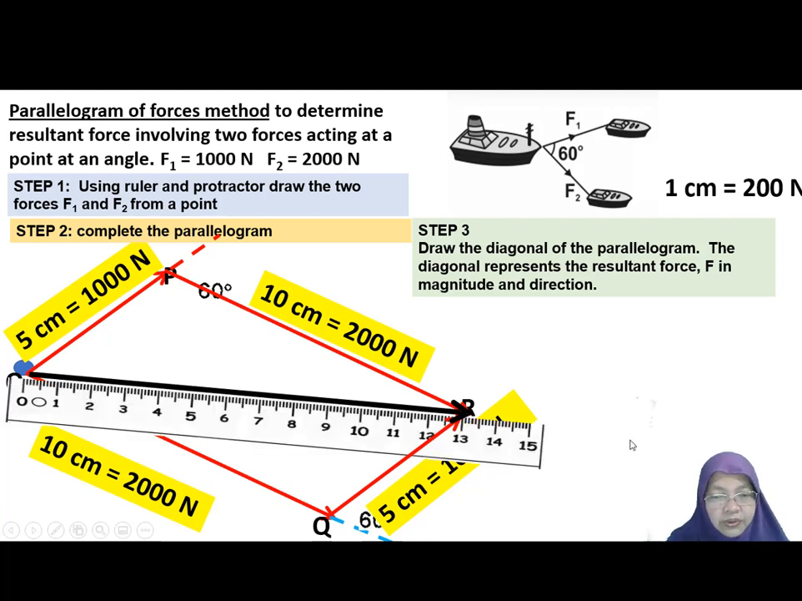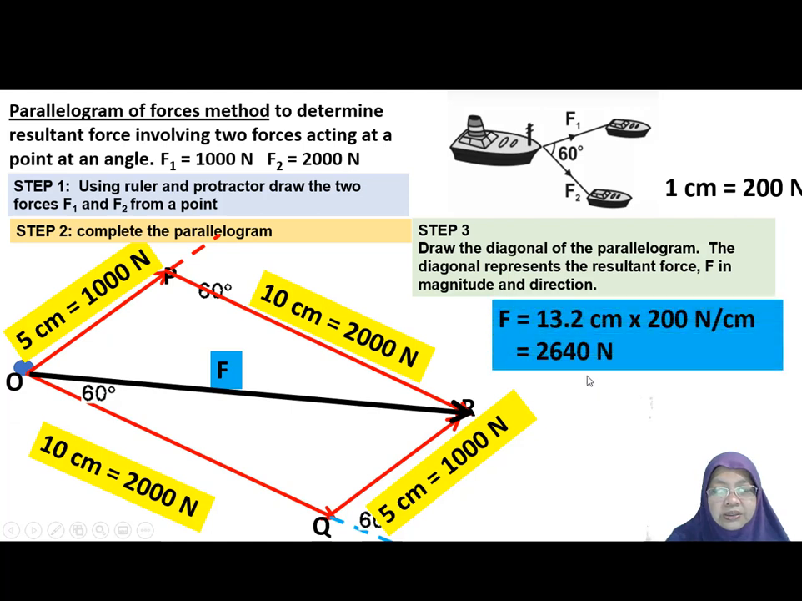This is F. Now you use a ruler to measure the distance. I have here 13.2 centimeter. So what we do is 13.2 centimeter times 200 Newton, which is the scale just now, right? So I get the answer 2640 Newton. This is the resultant force, the force which pulls the ship. The force comes from the two towboats, and they combine to get 2640 Newton. So the ship will move in this direction. This is the direction of the movement of the ship.